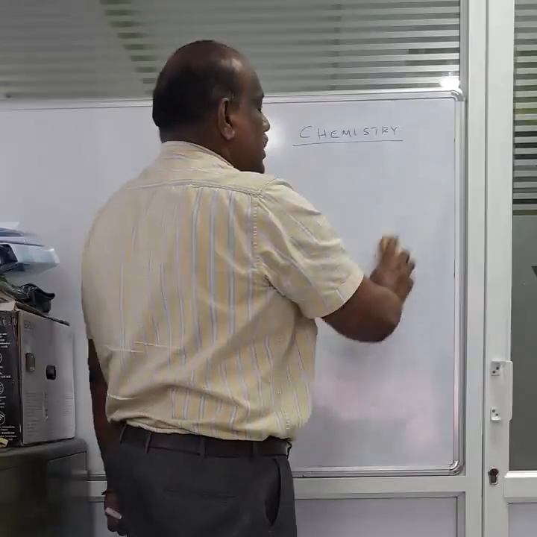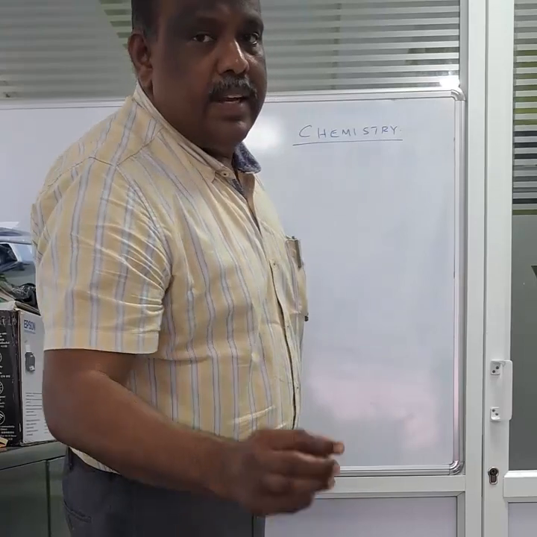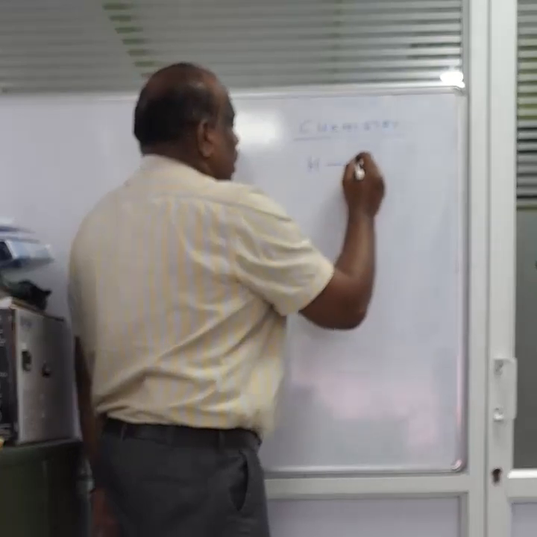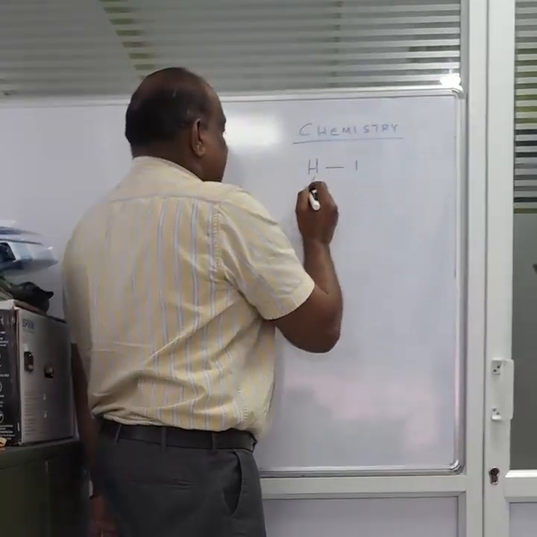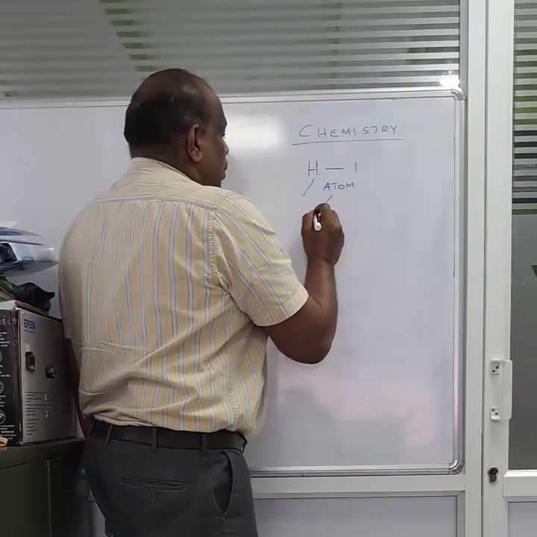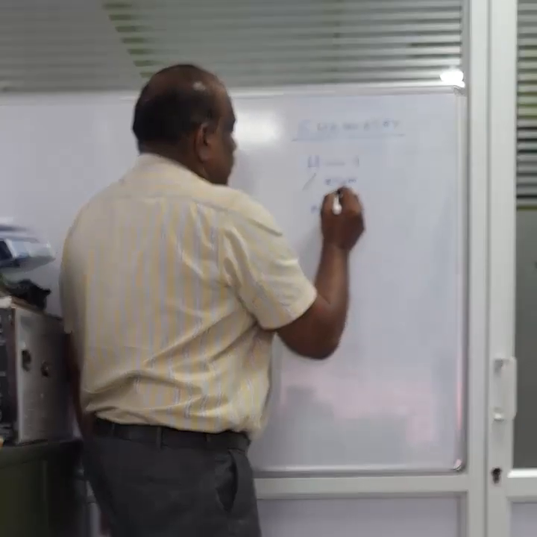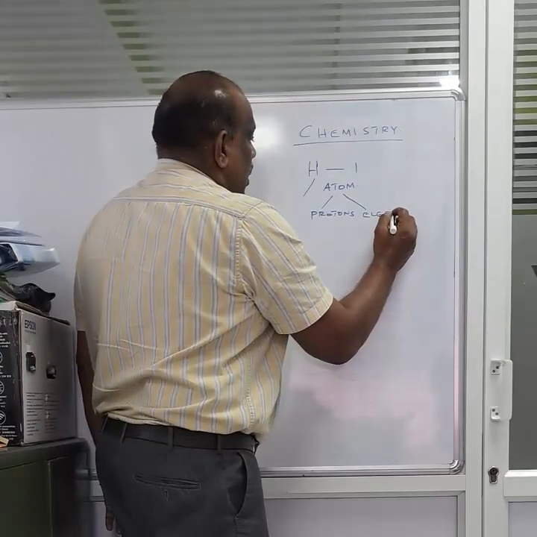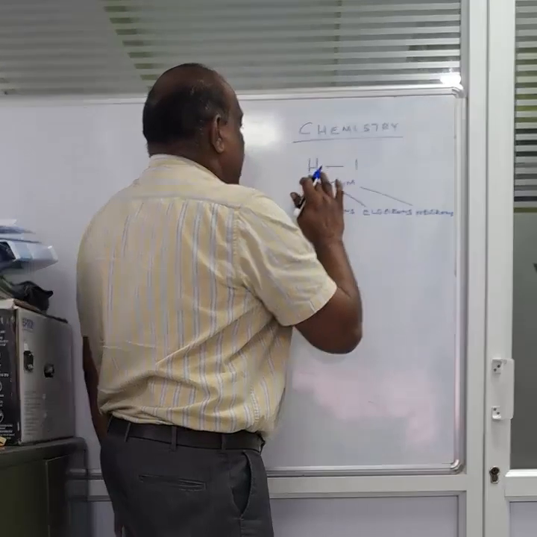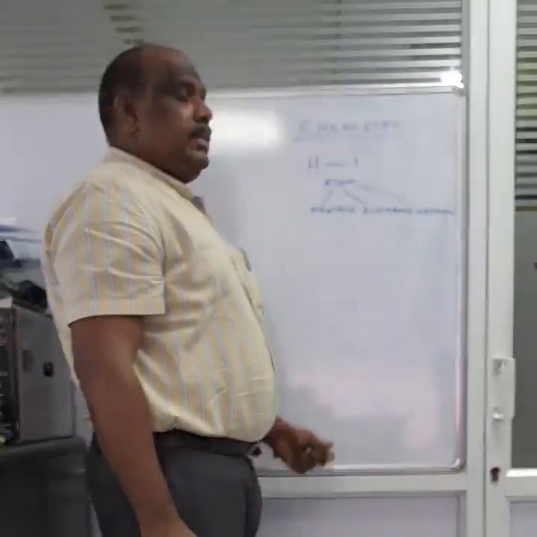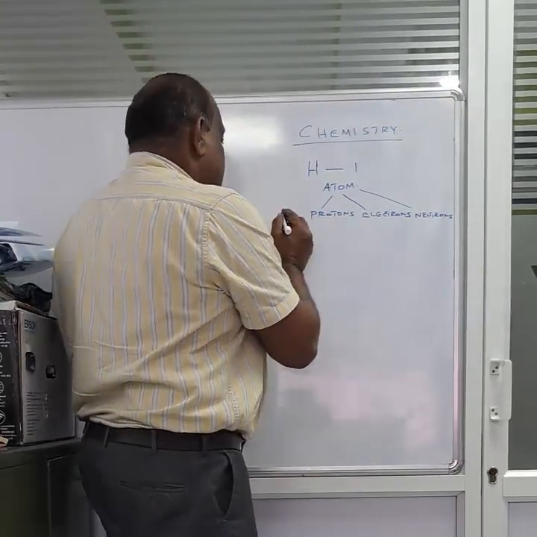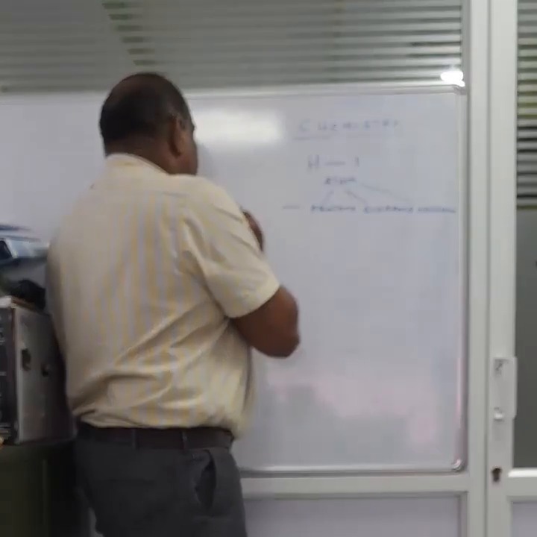So now we are told these 20 elements have been arranged as per the increasing atomic number. So we can see what is the atomic number. The atomic number of hydrogen is 1. Hydrogen is an element, which is also called an atom. This hydrogen atom is made up of subatomic particles, namely protons, electrons and neutrons.